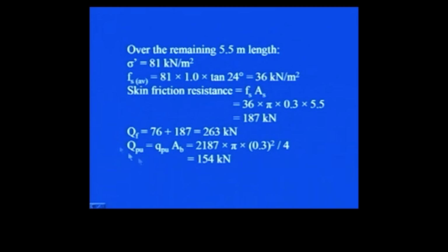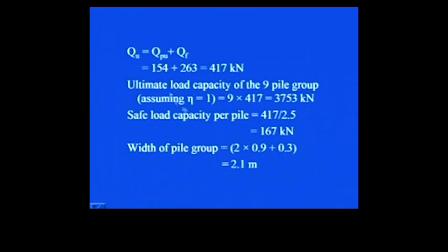And then what about the total point bearing resistance, that is QPU, we have already found out, into the area of the pile base. So that is 2187 into pi d square by 4, where d is the diameter of the pile, and this results into 154 kilonewton. So the total load capacity of one particular pile will be its point bearing resistance and skin friction resistance. If you add them up, you will get that as 417 kilonewton.